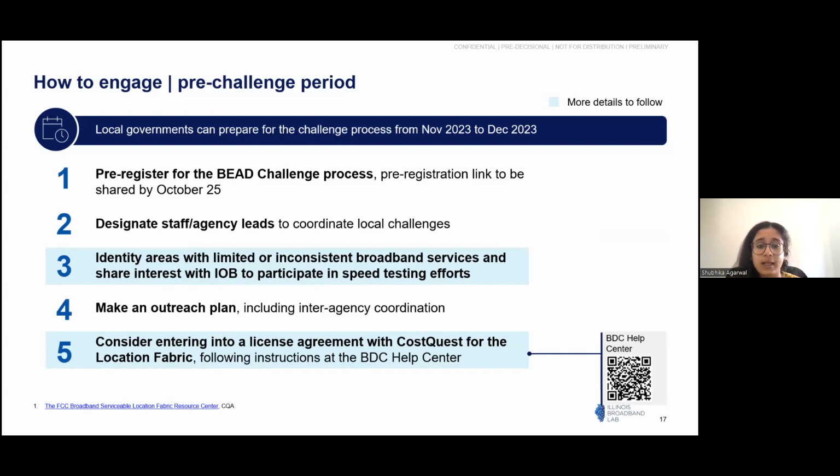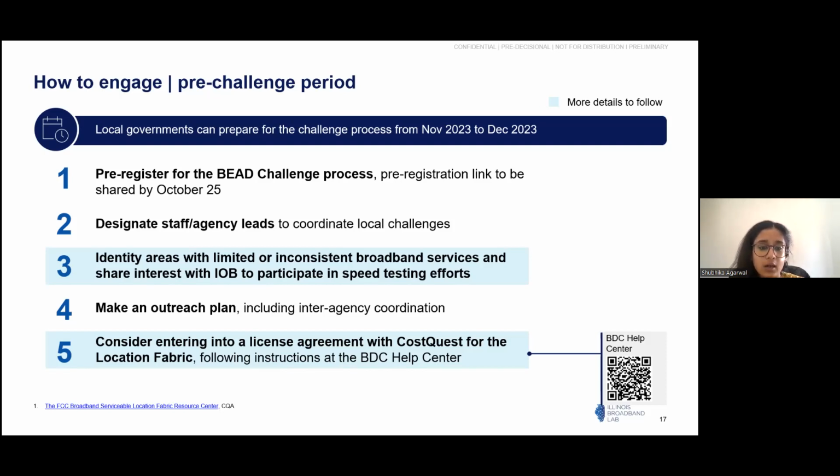Third is identifying any areas with limited or inconsistent broadband services. We'll be having a presentation from the Internet Equity Initiative in a while. So we can help you connect with them for any speed testing efforts that you would want to carry out for the purposes of the BEAD challenge process. Start to make an outreach plan, and including different agencies that can help support the BEAD challenge process. That's going to be important.